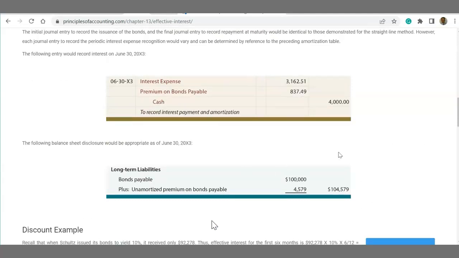And here is how you show the liability. If it's a premium, remember premium is plus, PP, premium plus. If it is discount, it's less, okay? Premium plus. So bonds payable is 100,000 plus premium unamortized of 4,579, and that's the bonds liability net book value.